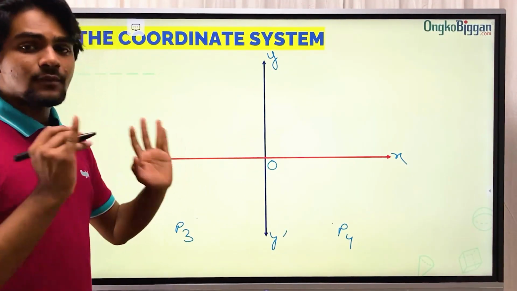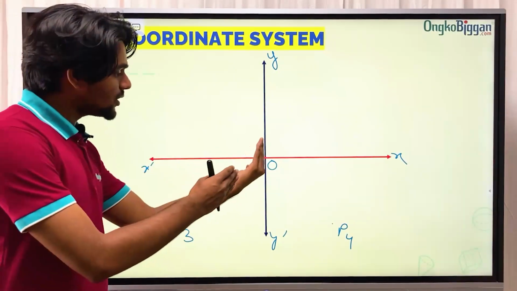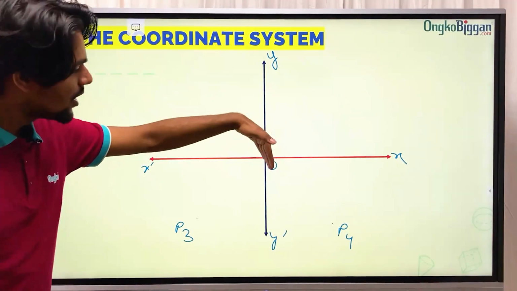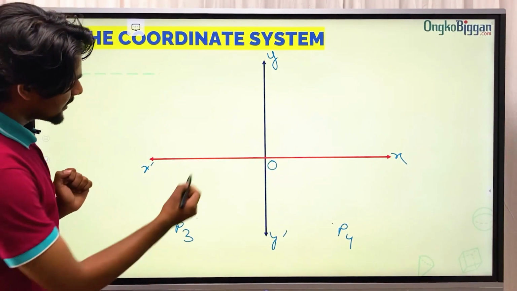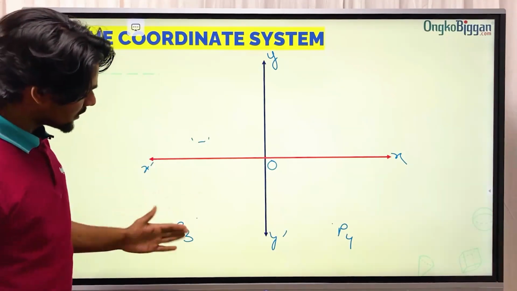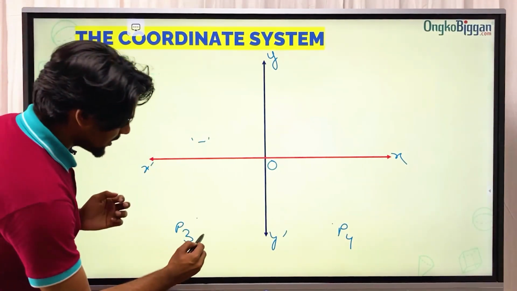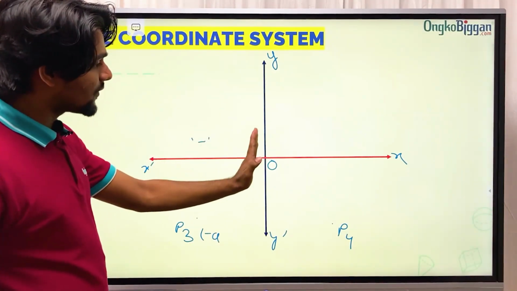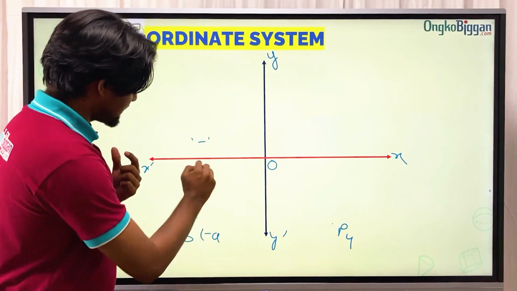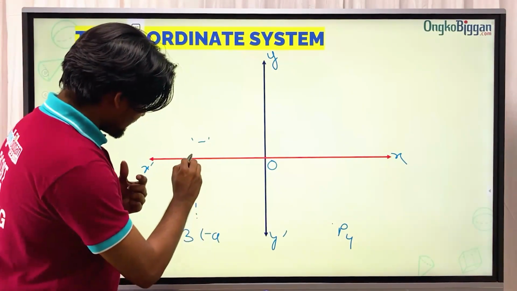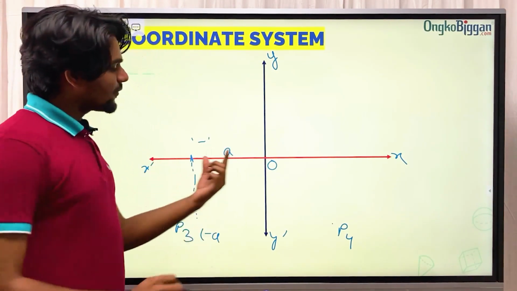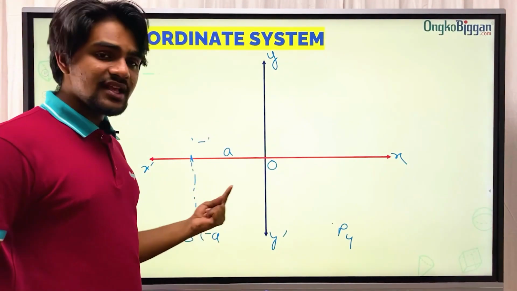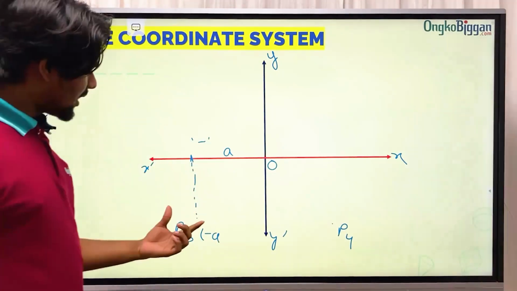Here, to find the coordinate of the point P3, we have to actually move in this direction first. That is, in the horizontal direction, we have to move in the negative direction. So the actual coordinate of the point on the x-axis will be minus a. That is, if this is a, we have covered a distance of a on the left side, that is in the negative side. So the x coordinate will be minus a.